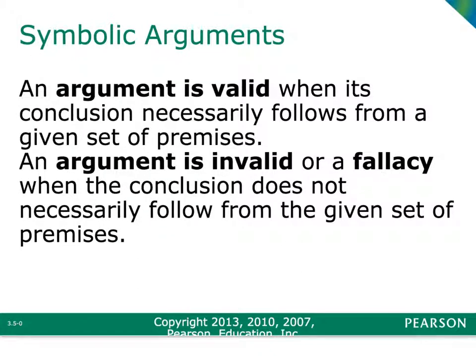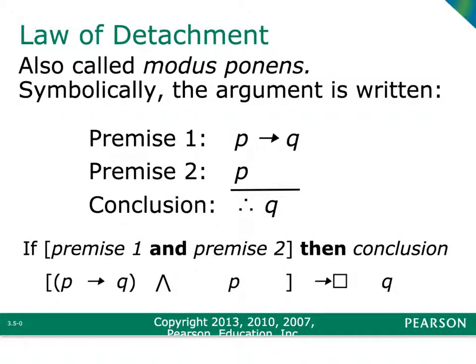Our goal is to prove whether an argument is valid or invalid. If an argument is valid, then it'll follow from a necessary set of premises, and you'll end up with a tautology when you do a truth table. If your argument is invalid, then you'll have a fallacy or something that's not true, and you'll know because you won't get a tautology.